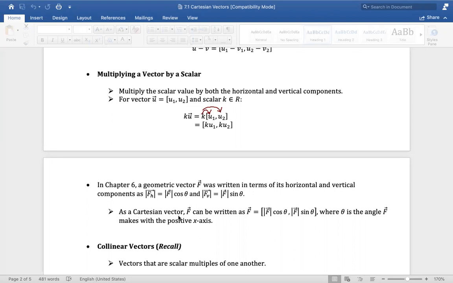So then as a Cartesian vector, vector F can be written as the magnitude of vector F times cos of theta, comma, the magnitude of vector F times sine of theta, where again theta is the angle that it makes with the positive x-axis. I have to put my horizontal component first, because that's x, and then in the y position would be my vertical. So we're going to be using these now.